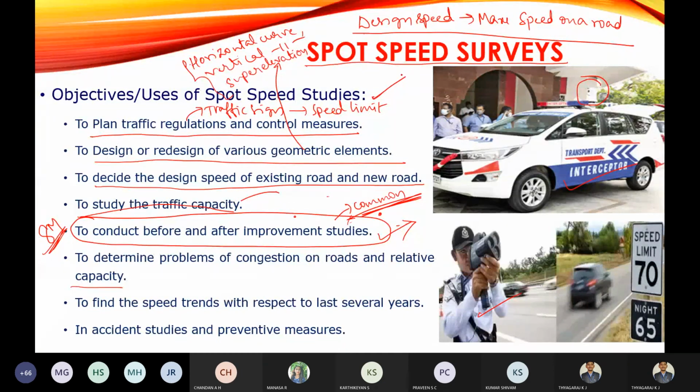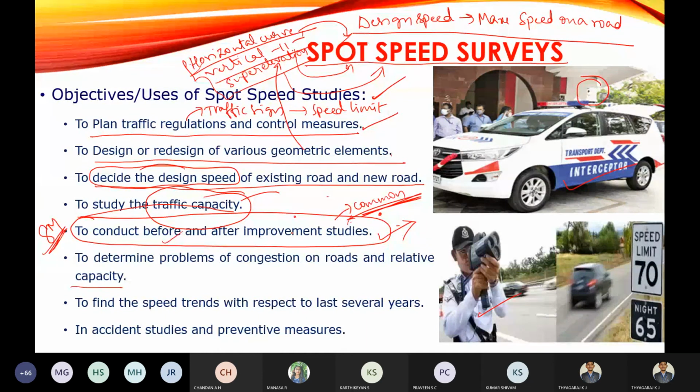So these are the objectives of the spot speed study: to plan traffic regulation and control measures, especially the speed limit; to design and redesign various geometric elements, especially the horizontal curve, vertical curve and super elevation, which basically depend on the speed. Then to decide the design speed, that is fixing the design speed based on the spot speed survey. Then to study the traffic capacity, which will be obtained from the spot speed study only.